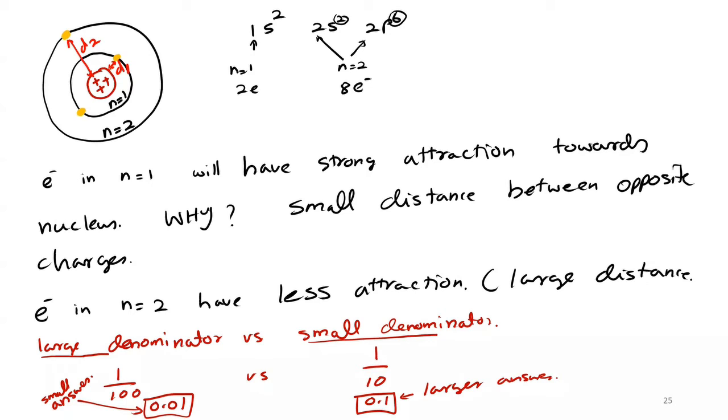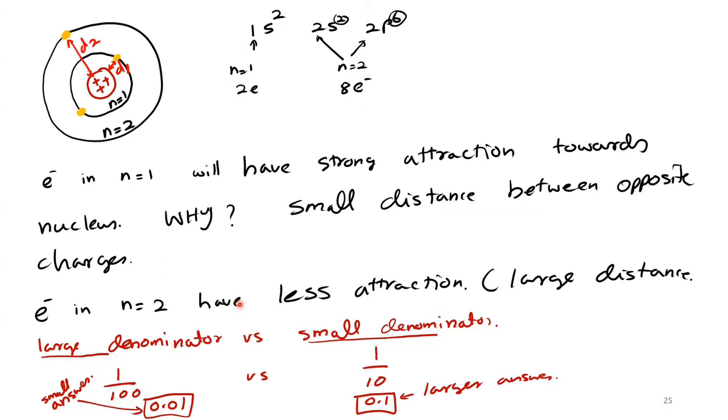Same here, you have a smaller D. If you have the smaller D, you have a stronger attraction. And when you have a larger D, you have a weaker attraction. So that means as you go to higher quantum numbers, higher principal quantum numbers, the electrons are less tightly attracted or attached to the nucleus.